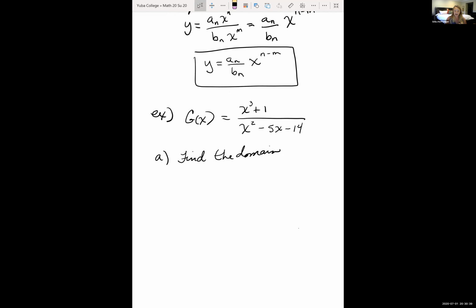So remember domain, we are looking for trouble spots. Trouble spots in this rational expression are going to be any value, any real number, which sets our denominator equal to 0. And so we're going to try to find when x squared minus 5x minus 14 is equal to 0.